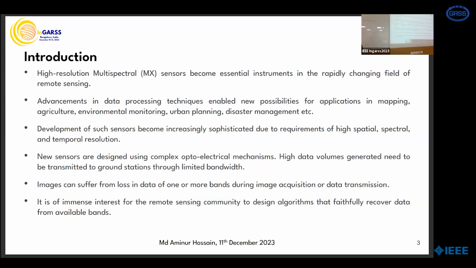and then there is high data volume because of high resolution and more than one band. Therefore, multispectral images are transmitted through the ground station using limited bandwidth. So images can suffer from the loss of one or more bands during image acquisition and data transmission.